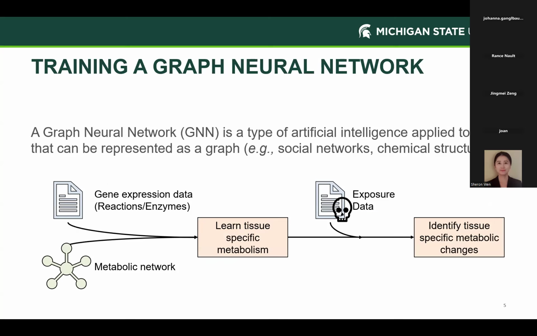A graph neural network is an AI method specifically for networks, and metabolism is a great representation of this. I won't go into too much detail about this work, but the way we work this in is that we take the metabolic network and a lot of gene expression data, which is information about the reaction of the enzymes. So we learn about tissue-specific metabolism, and then we add exposure data, and then we determine whether certain exposures change metabolism in different tissues. That's the overall goal of using this graph neural network method.